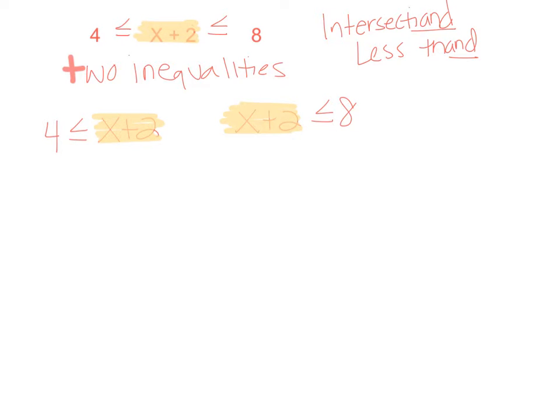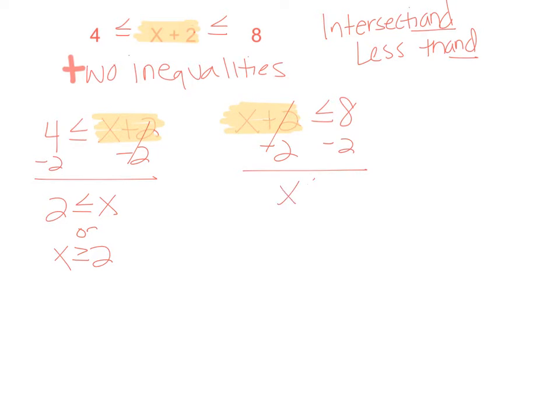So I'm trying to isolate my x. So I'm going to subtract 2 from both sides. And 2 is less than or equal to x. Or you can also write that as x is greater than or equal to 2. And then here, minus 2, because we should have our variable first. X is less than or equal to 6.